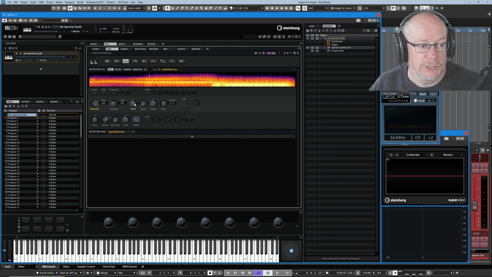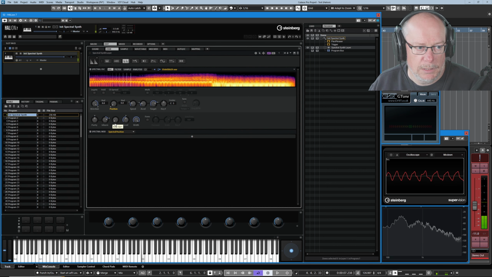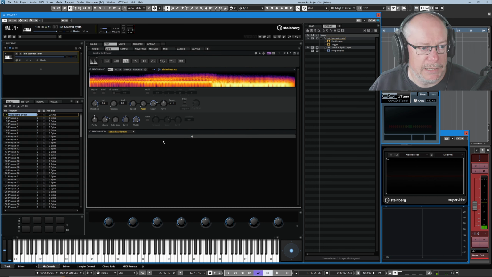We have our acceleration control, so we could start off more slowly and then accelerate towards a faster target speed. Let's pull the position back. Slow and fast as we accelerate. Control click to reset acceleration and target and speed back to their defaults. So we've seen all of those controls in different zones of the synthesizer, so nothing particularly unusual yet.